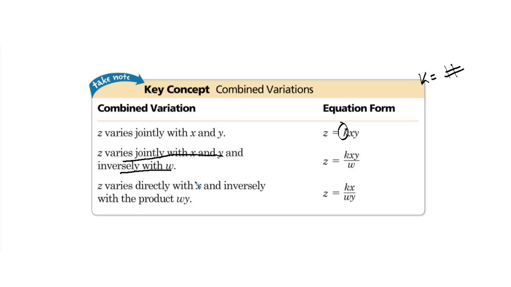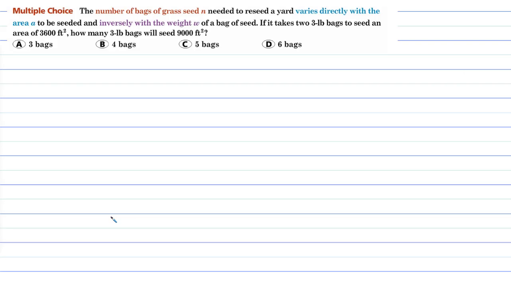And sometimes it'll say it varies directly with x squared. And so then you'd come over here and you'd have an x squared. So it doesn't always have to be just that variable. It may be that variable squared or cubed or something else done with it. So let's go ahead and look at a couple of examples of this.